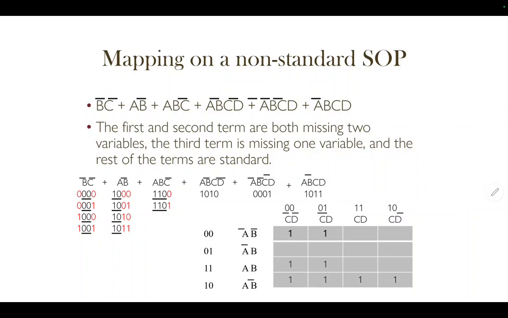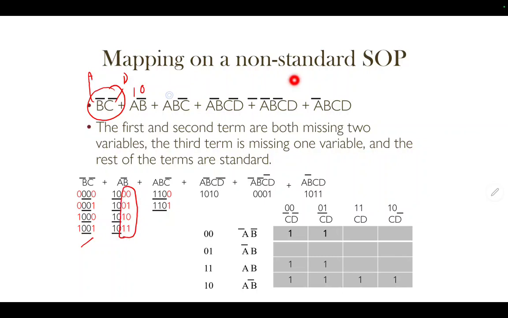Okay, so this is mapping for a non-standard SOP. Example, as in the previous example, for B bar, C bar, it can be either A and D. A and D can be either 1 or 0. So you can place it like this, or you can do a truth table like the previous example. So A and B are 1 0, and the rest, C and D, can be either 1 or 0.